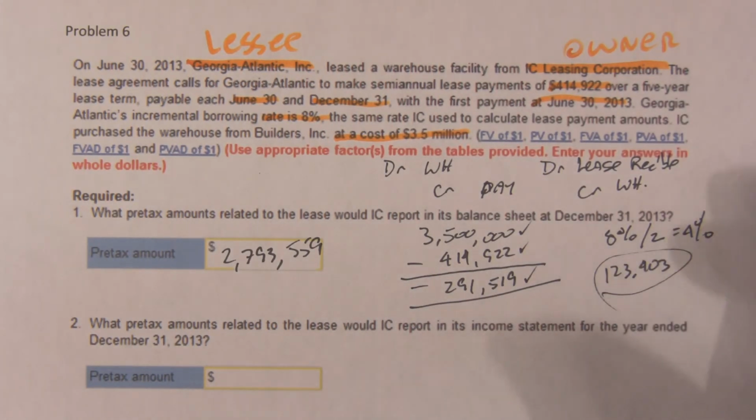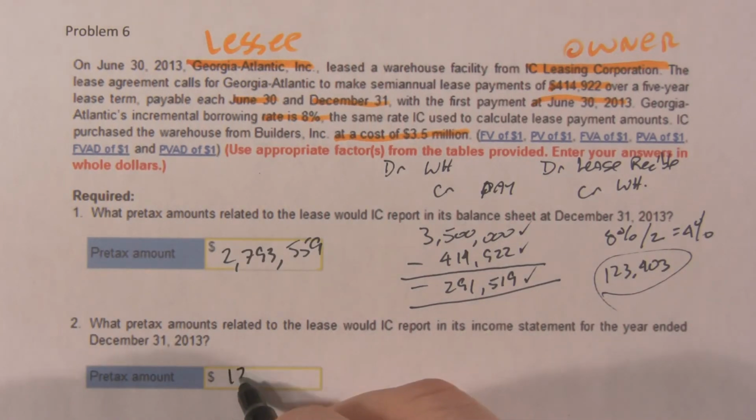And then it says what amount's going to appear on the income statement? Just the interest, $123,403. So a little bit of calculations, mostly making sure you understand how leases work.